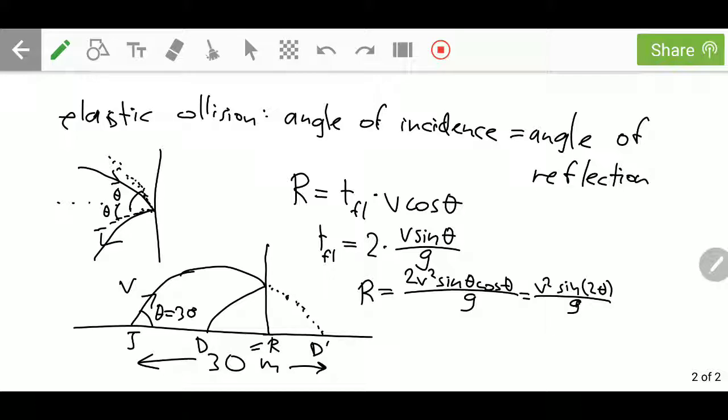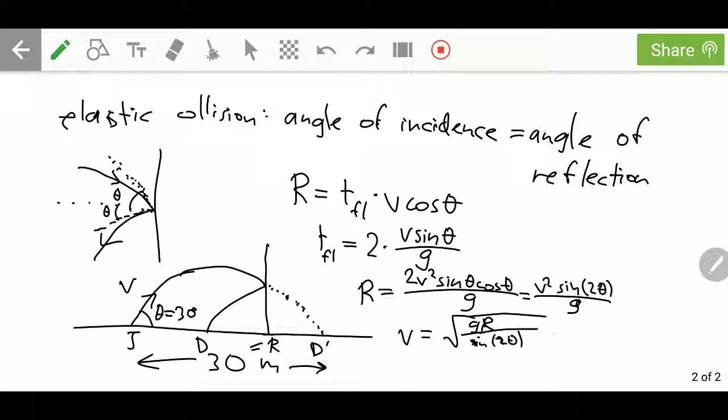This is a pretty standard calculation, and so I would not be surprised if, once you do this calculation enough times, you end up just memorizing the result. But it's fairly easy to calculate if you do not know this result. So now we need to calculate v, and so we can just rearrange. We'll get the square root of gR over sine of 2 theta.